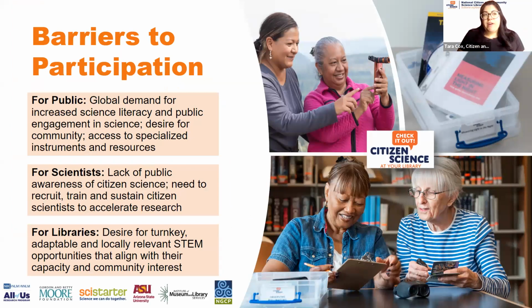Why did we start working with libraries? There are barriers to participation in citizen science. For one, there are a lot of needs, right? We know that there's a global demand for increased science and literacy engagement, and there's a desire from the community to participate in citizen science. Often citizen scientists felt isolated, or they lacked some of the specialized tools that you may need to participate in some projects, like the Globe at Night project that I was talking about with light pollution. You do need a light meter for that, and if you don't have that, you can't participate in this project.